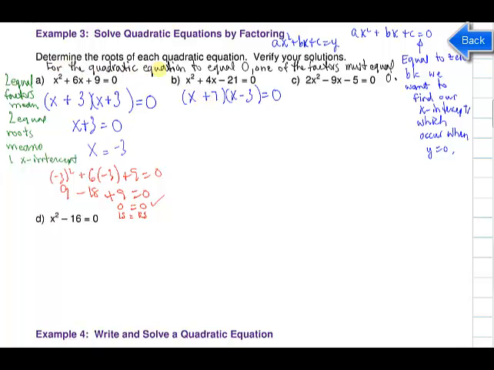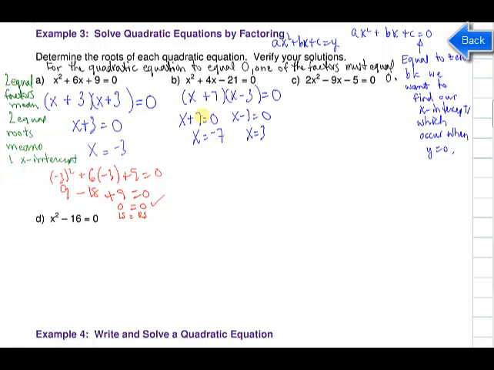Okay, remember, for the quadratic equation to equal 0, one of the factors must equal 0. So we need to find out when each one of these factors is equal to 0. So I'm going to go x plus 7 equals 0, x minus 3 equals 0. Solve for x. Bring your positive 7 to the right, it becomes negative 7. Bring your negative 3 to the right, it becomes positive 3. And so notice that you've got two different roots here. When you graph that, that means you're going to have two x-intercepts.